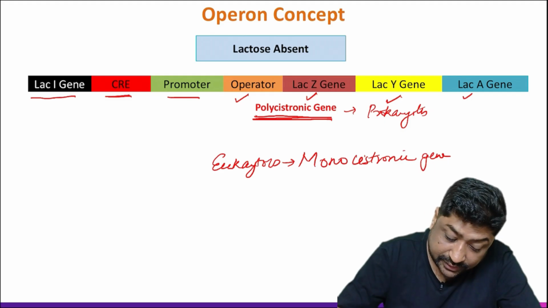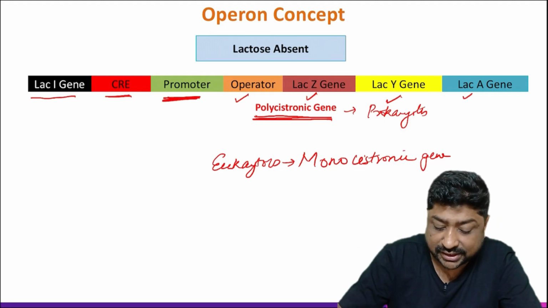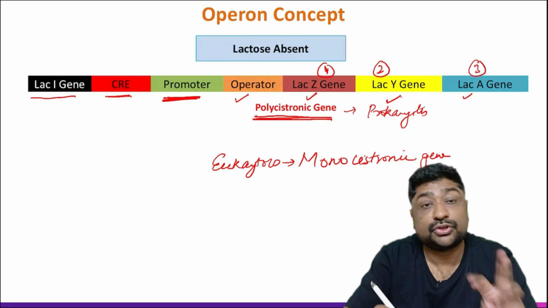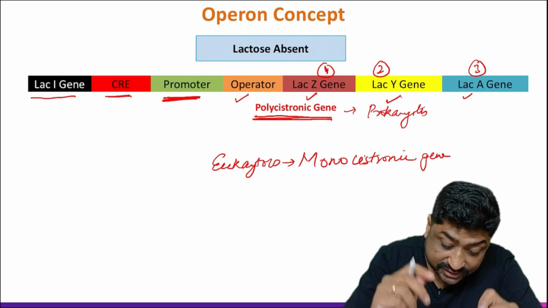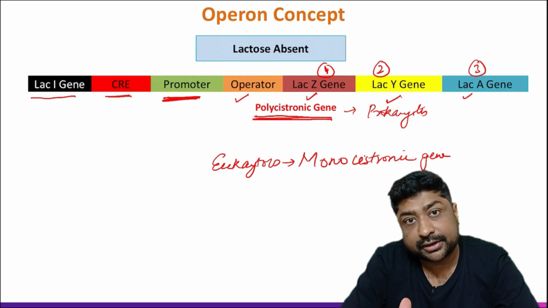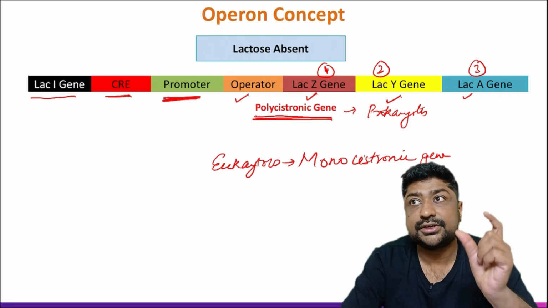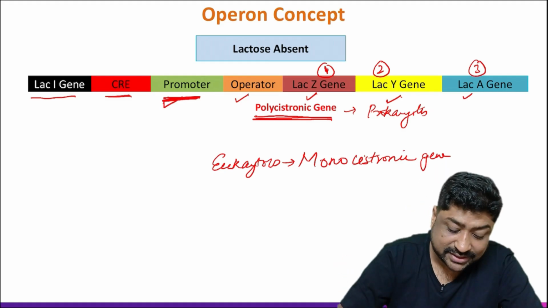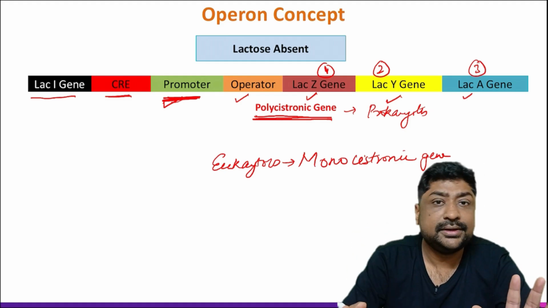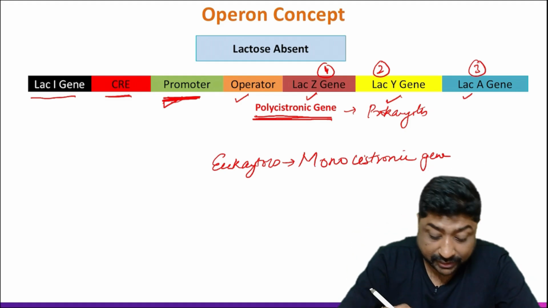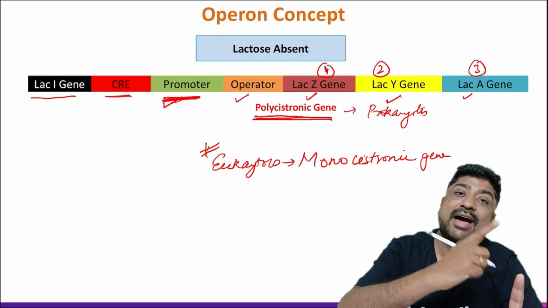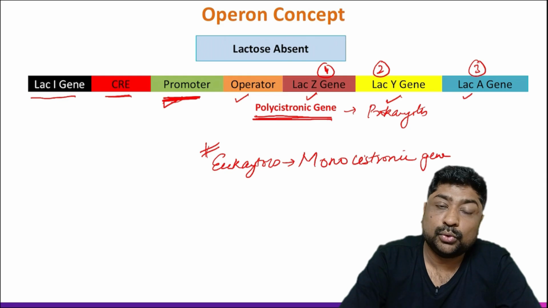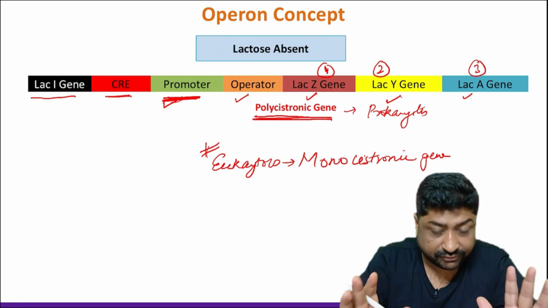If you see here, under one promoter, how many genes are you seeing? One gene here, two genes here, three genes. So three genes under one promoter. This is the prokaryotic structure, in which one promoter will have multiple genes. If this promoter is activated, all three genes will be transcribed. But in eukaryotes, each gene will have its own promoter sequence. That's why eukaryotic genes are called monocistronic genes. This is a very, very important concept.